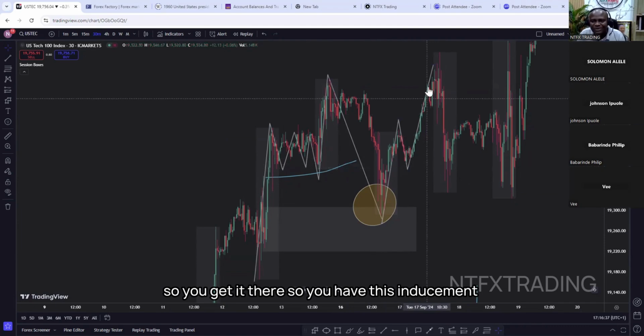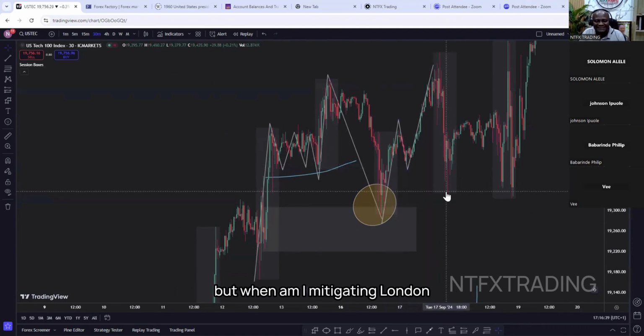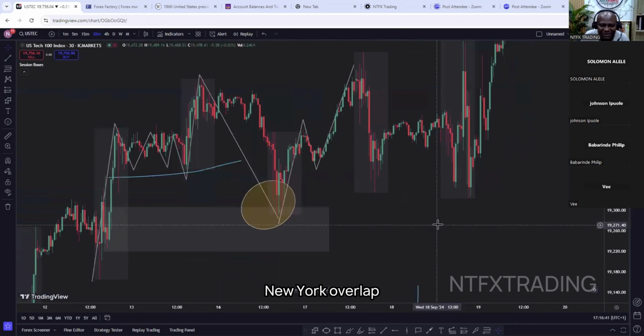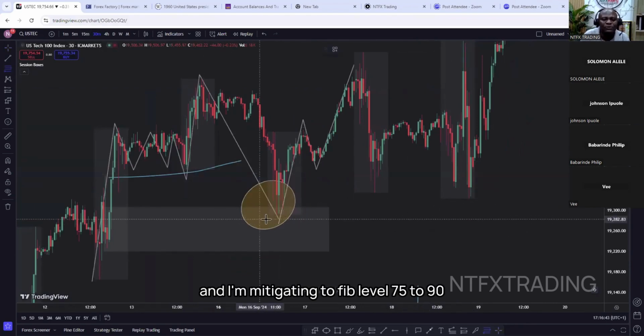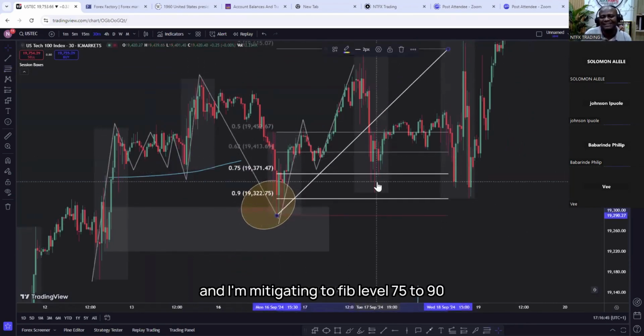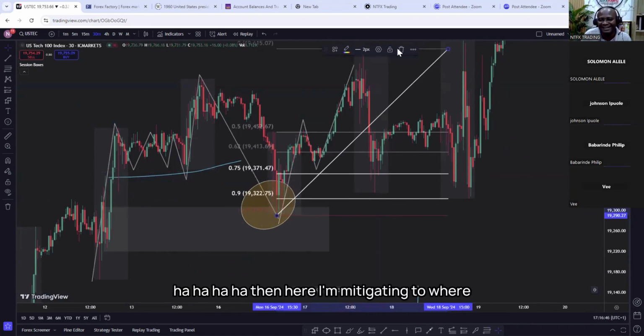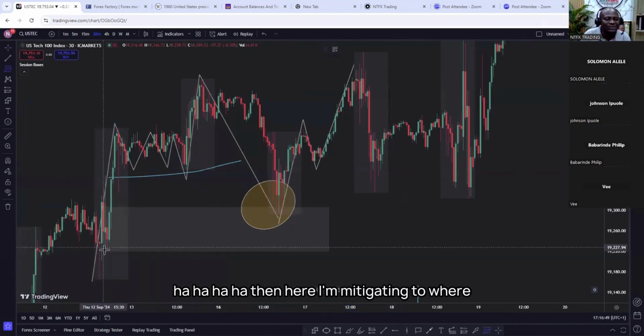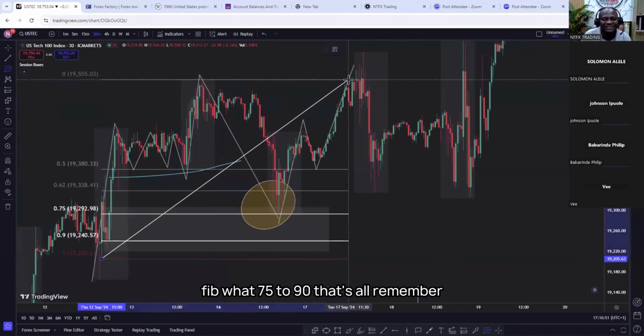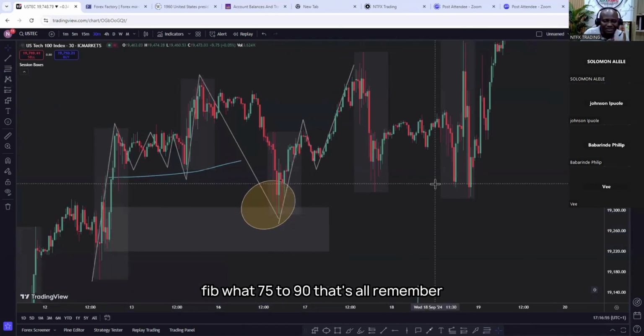So you have this inducement, but when am I mitigating? London, New York overlap. And I'm mitigating to fib level 75 to 90. Can you see? Then here, I'm mitigating to where? Fib 75 to 90. That's all. Remember, it's not compulsory that I must get to 75.